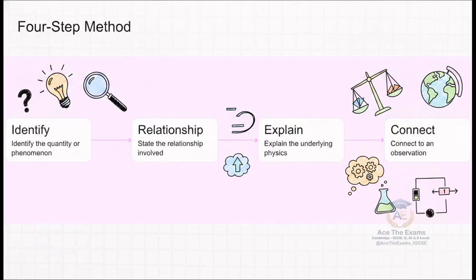It's 2D, not just D. And step 4, connect to an observation or real device. That's your link. I'm giving you 30 seconds right now. Look at these steps. Can you spot which parts Alex and Sam completely missed earlier?